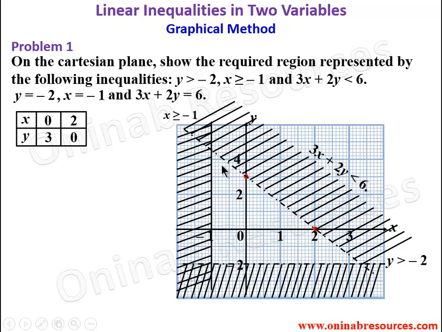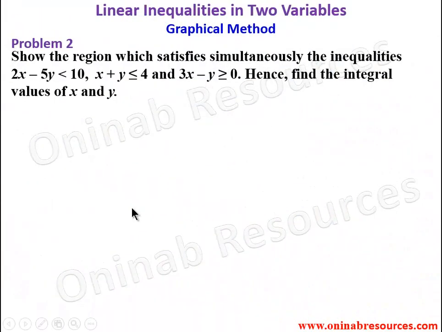And if you look at this now, within the graph, the required region is not shaded. So we label it R. And that R is the required region, which is represented by the inequalities given in problem 1. So with this, we are done with problem 1. We then go to problem 2.